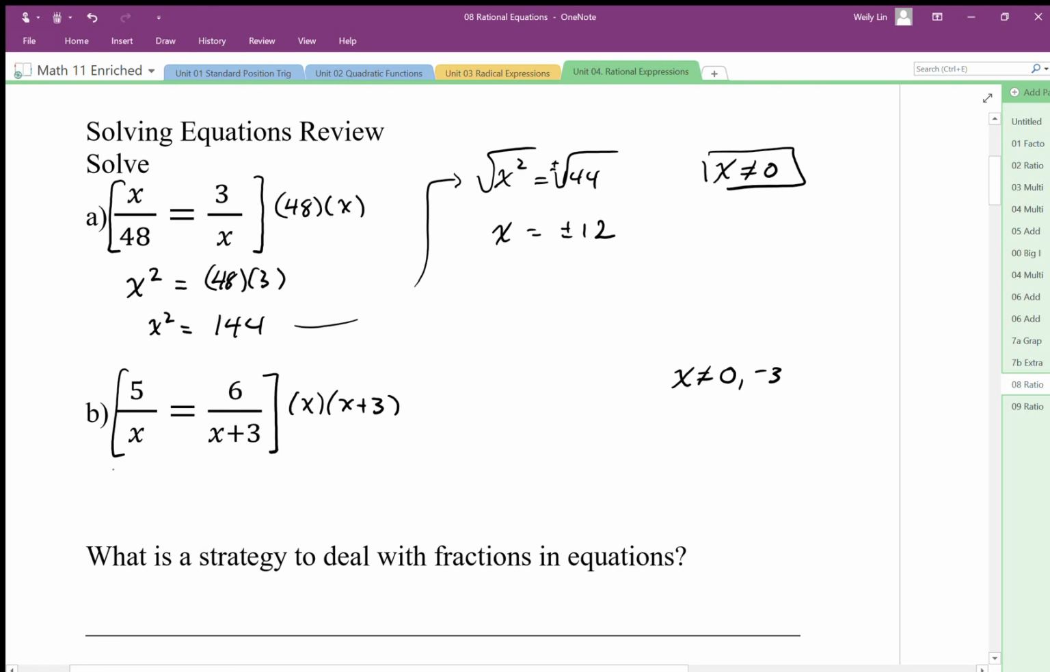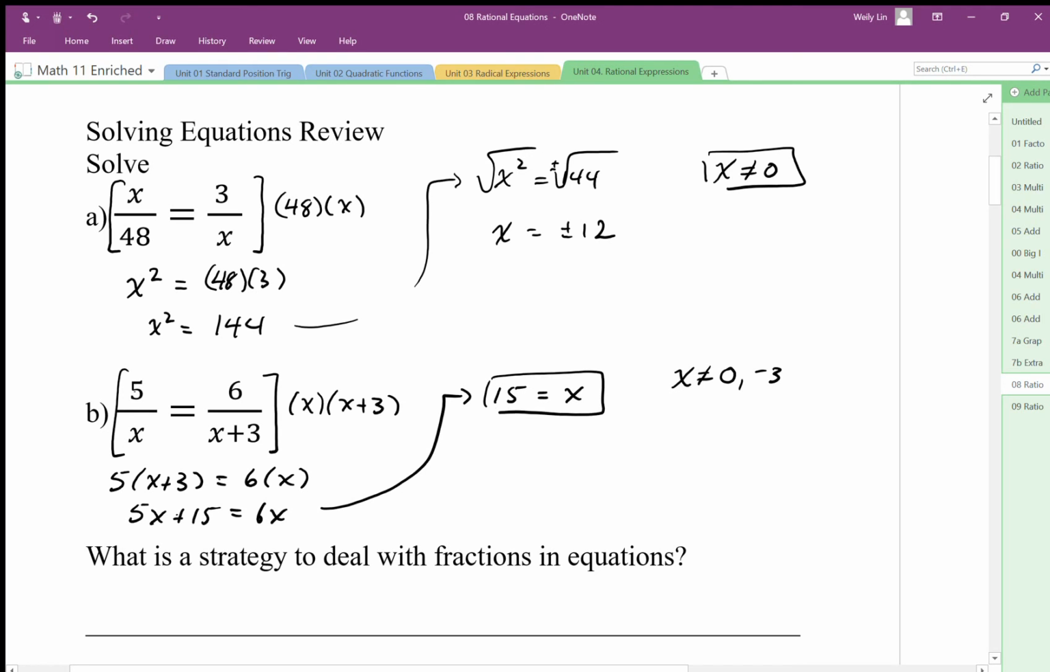So we end up with 5x plus 3. The x plus 3's cancel out, so here we end up with 6 times x. And so we can solve this equation. Okay, and solving this equation, we subtract 5x from both sides, and we end up with 15 equals x. So there's our solution. And again, we should always check it. 5 divided by 15 is 1/3. 6 divided by 18 is 1/3.